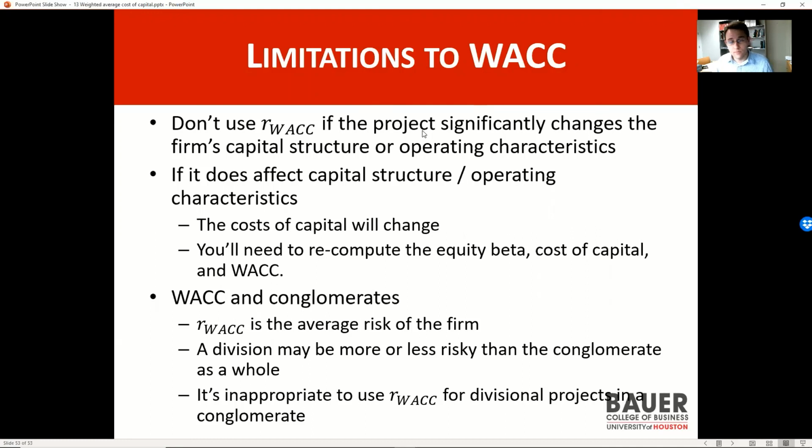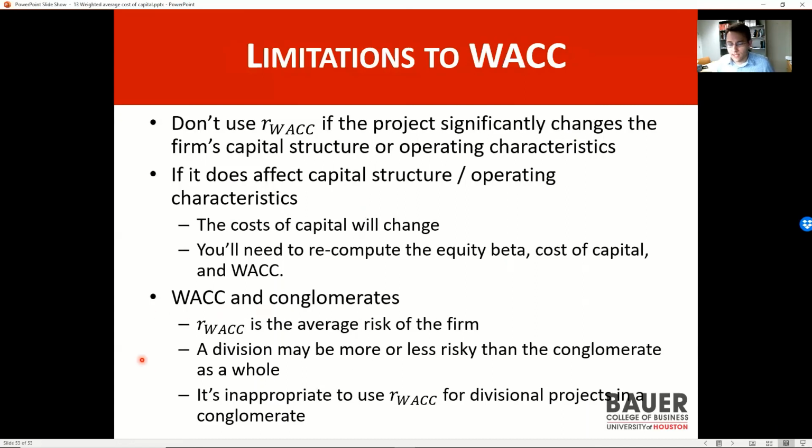Likewise, if the project is going to change the company a lot, then the company's old WACC is not going to be appropriate, right? So that comes naturally, the WACC is going to be at the firm level. And so if the project changes the firm, then the WACC is going to change. If the capital structure changes, then we saw that a bunch of stuff changes. In particular, the equity beta is going to change. The required return on the equity is going to change. And so you're going to have to recompute everything. Okay.